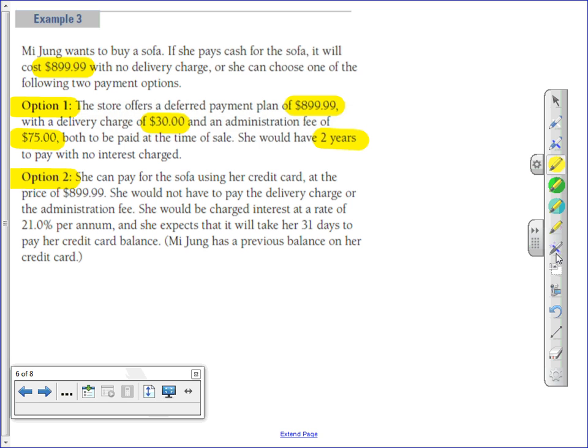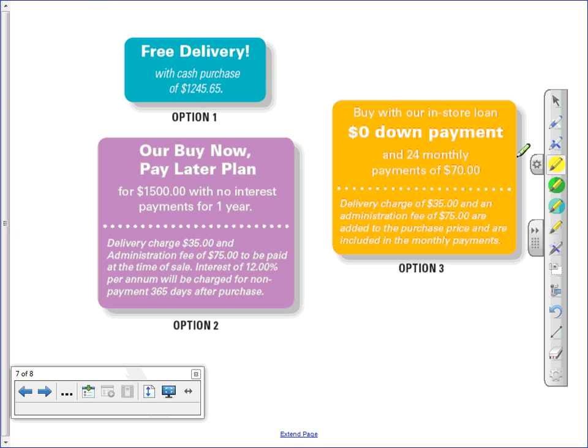Is it worth it? Another option is use the credit card at the original price. Wouldn't have to pay delivery or administration, but there would be an interest rate of 21% per year, and she expects it'll take her 31 days to pay it off. So which one would be the better deal? If you don't have the money right now, what are you going to do? And you'll see all kinds of options when you go shopping. You'll see it on commercials for vehicles, 0% financing, OAC, on approved credit.